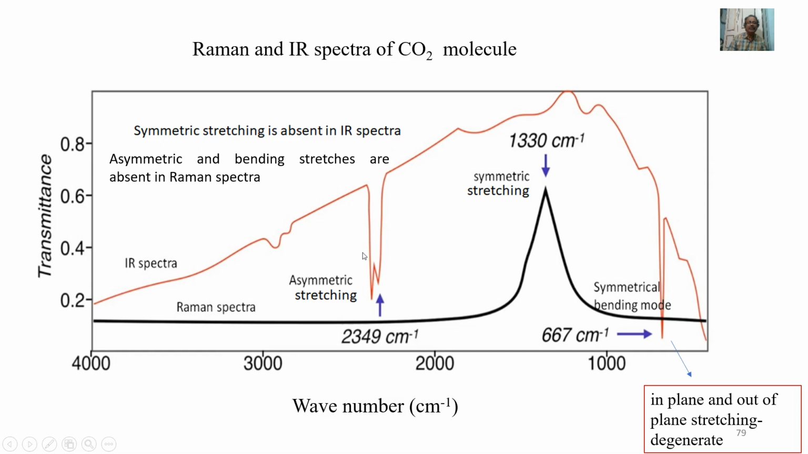Whereas symmetric stretching is absent in IR spectra. See here in the IR spectra, asymmetric stretching exists, which lies at the wave number 2349 per centimeter, and the bending mode. There are two modes, in-plane and out-of-plane, and they are degenerate. So we have the same value here, which lies at the wave number 667 per centimeter.